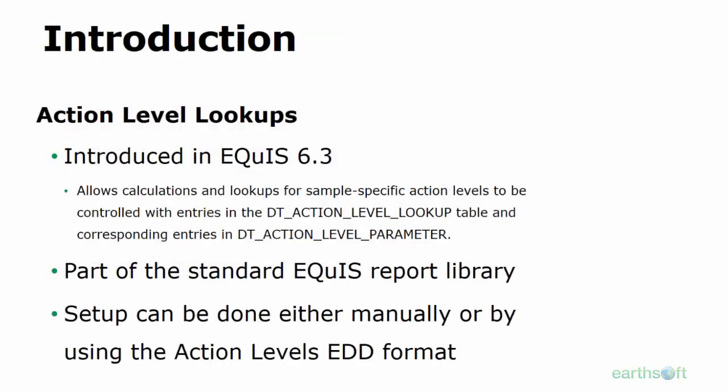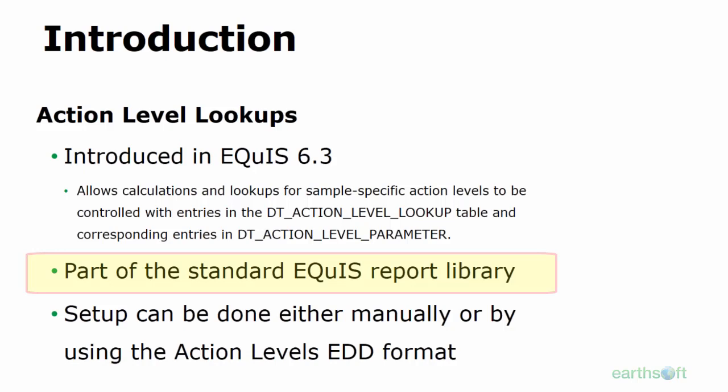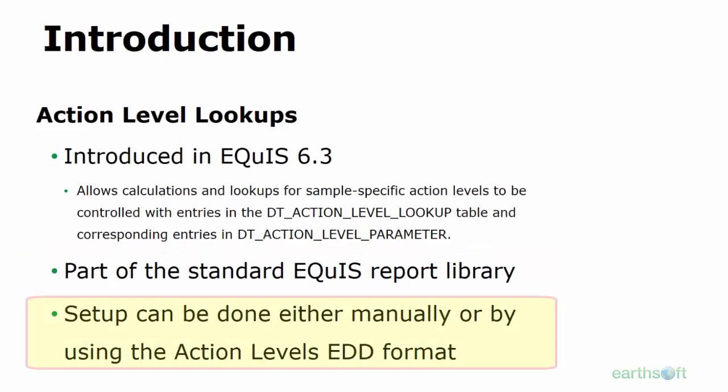Both of these action level types are considered advanced in that they rely on the DT action level lookup table. This table was added in EQuIS 6.3, and all advanced action level functionality and reports are part of the standard EQuIS schema and reports library. These action levels can be established either by EDD or manually.